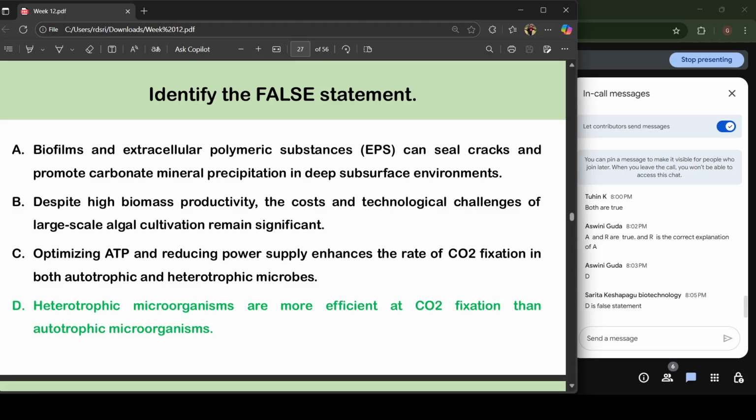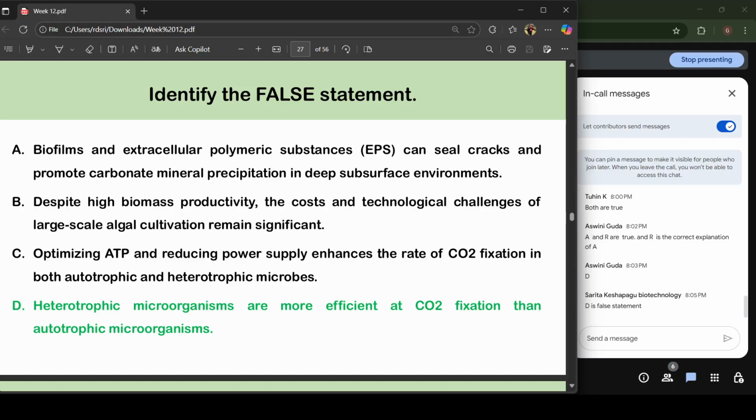So absolutely D is the false statement. In deep subsurface environments, you have microorganisms that can form biofilms, which is a combination of proteins and carbohydrates. So these biofilms and extracellular polymeric substances generally seal the cracks that form in those environments, and they also help in promoting carbonate precipitation.